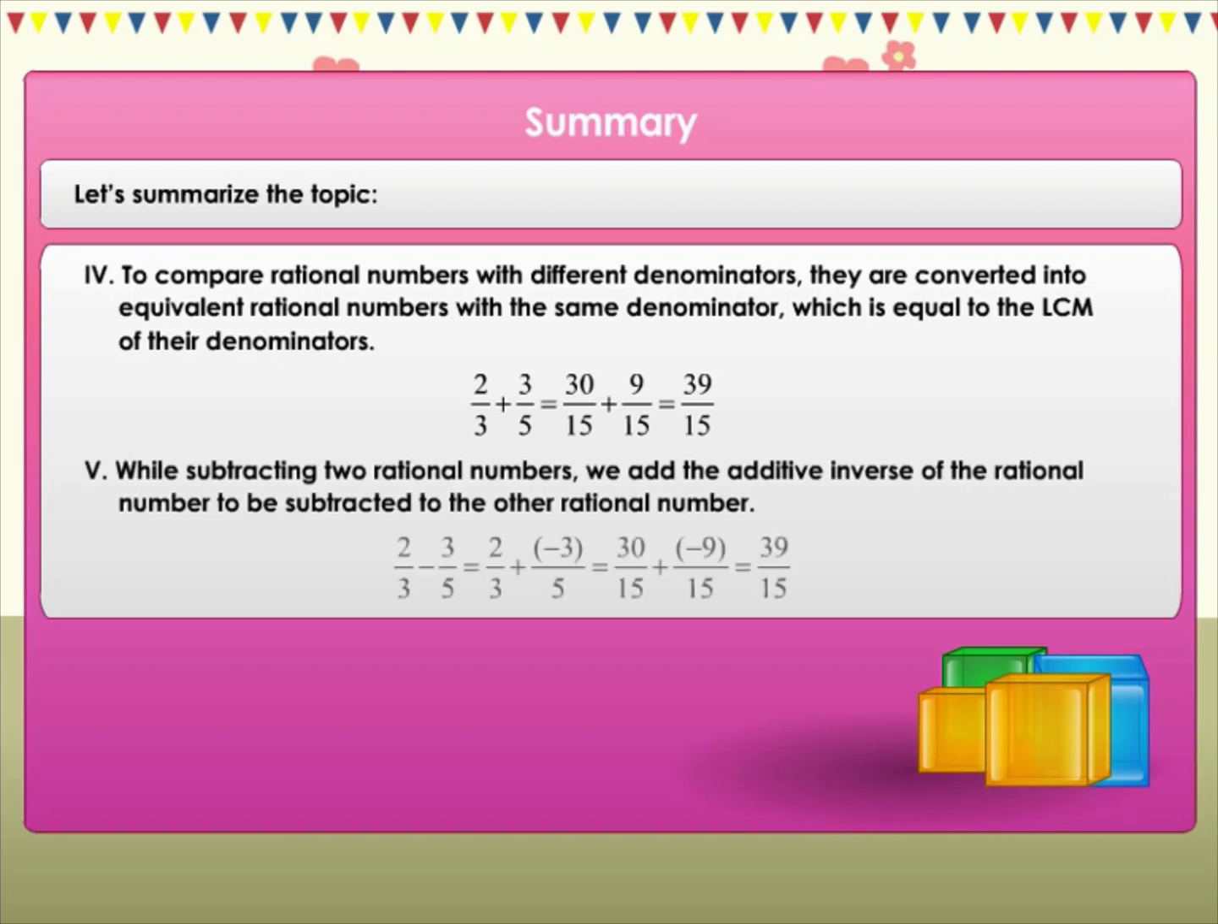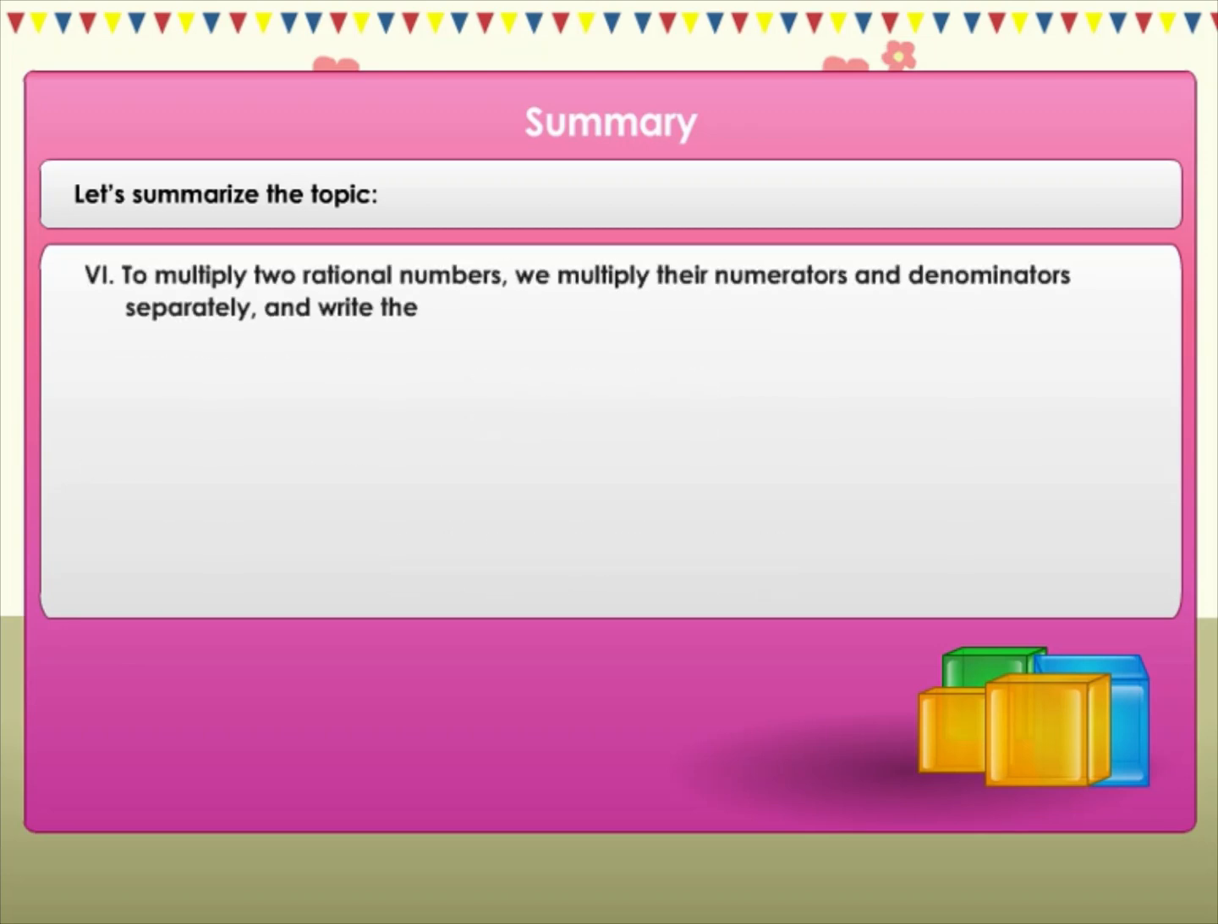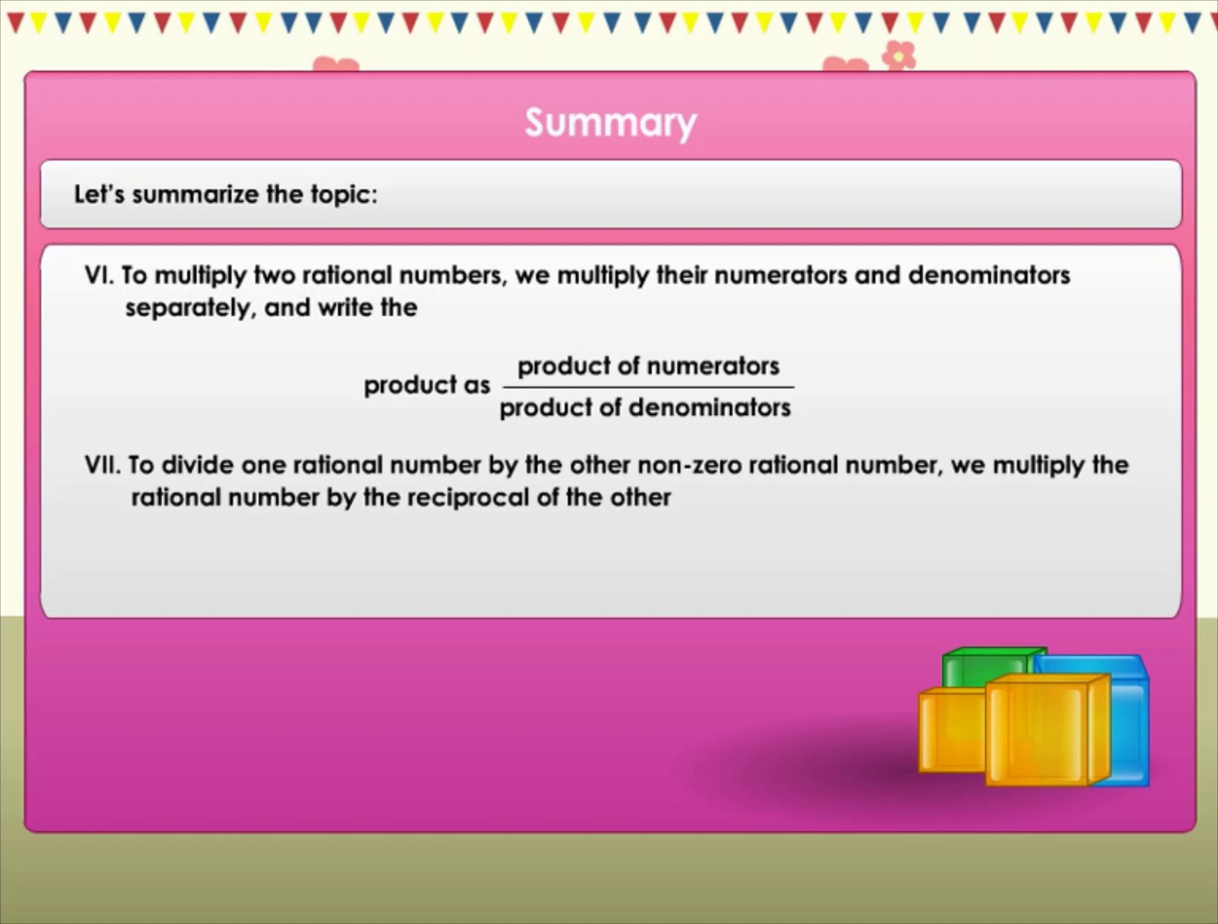While subtracting two rational numbers, we add the additive inverse of the rational number to be subtracted to the other rational number. To multiply two rational numbers, we multiply the numerators and denominators separately and write the product as product of numerators by product of denominators. To divide one rational number by the other non-zero rational number, we multiply the rational number by the reciprocal of the other.